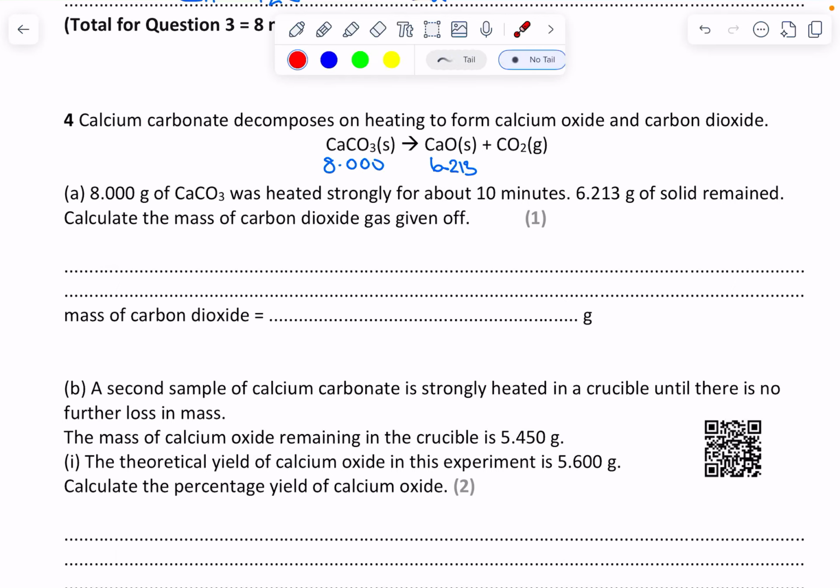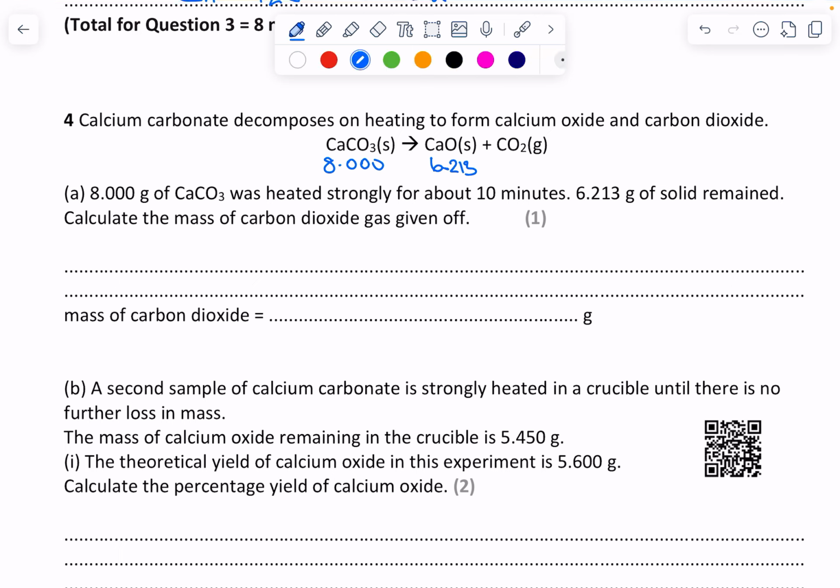So in this question, we have an equation and we're given some masses for some of the chemicals in the equation. So as you can see, what I've done is put the numbers underneath the chemicals in the equation. And this depends on us remembering the law of conservation of mass, which says the mass of the reactants is equal to the mass of the products.